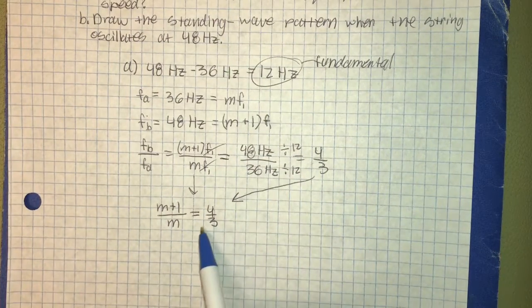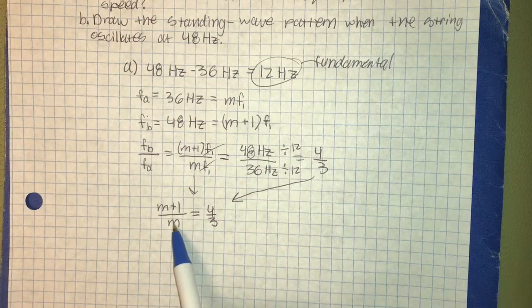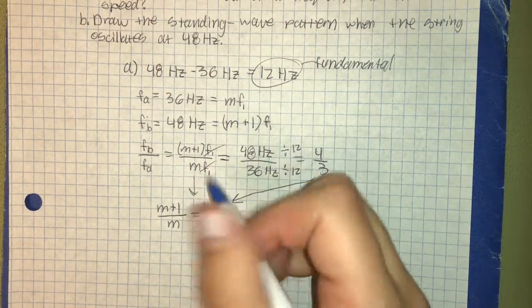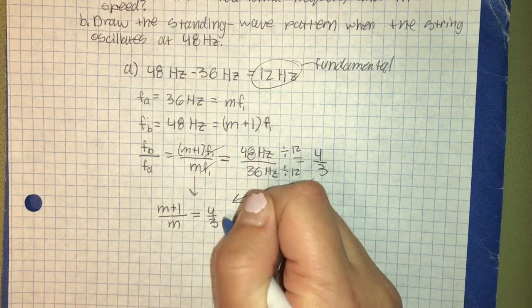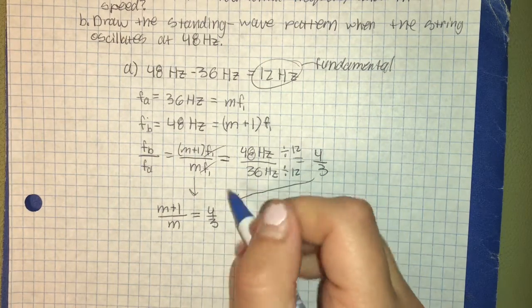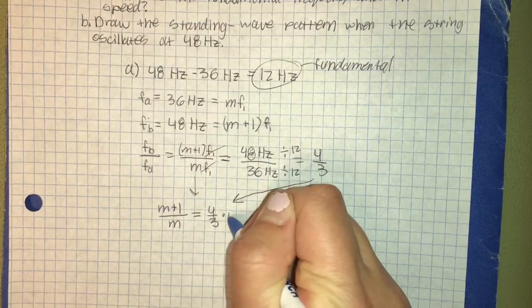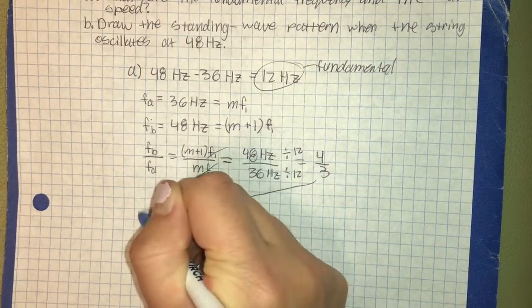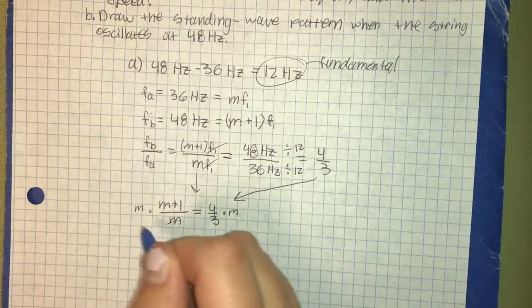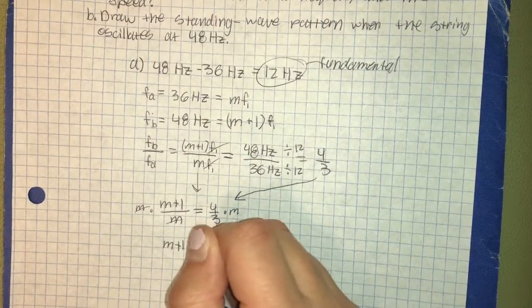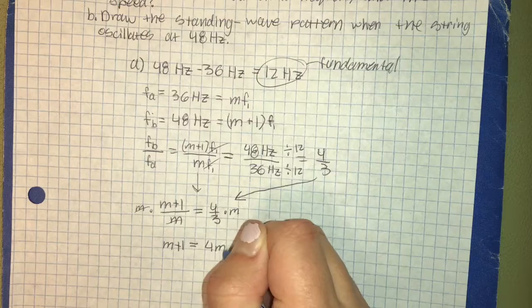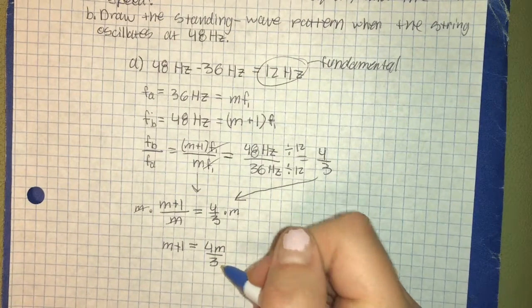So now we're in the place to be able to find what the mode equals. I would solve for this proportionally. You could all do it your own way. I'll do it step by step so you can see what I mean. So multiply both sides by m. Cancels out on that side, and then we're left with m plus 1 equals 4m over 3.